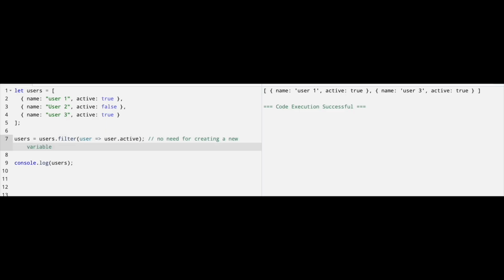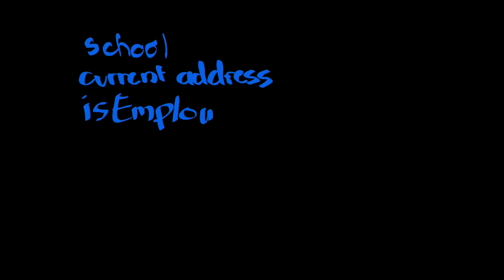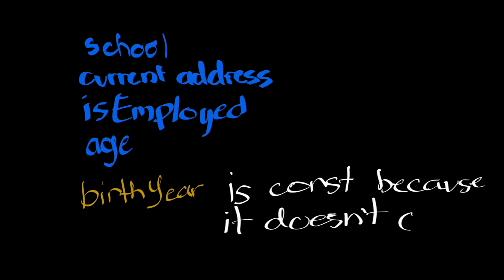Okay. So let is block scope. Actually, even const is also block scope. Let is useful when you need a value to change. Like for example, their age, you need to increment their age, right? Each year. But for example, their birth year, that's const. But for the age, you use let.